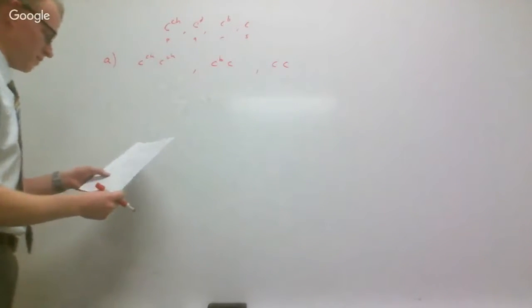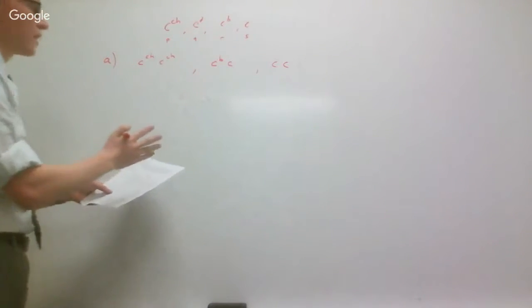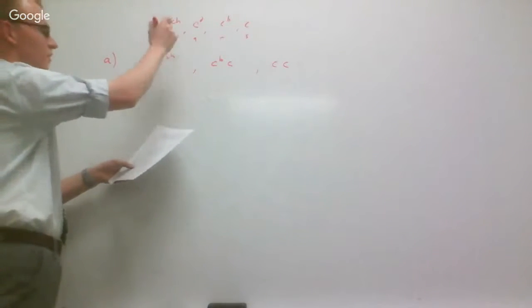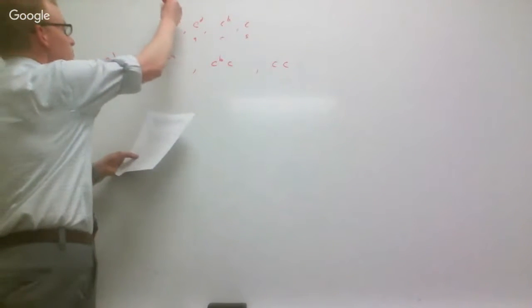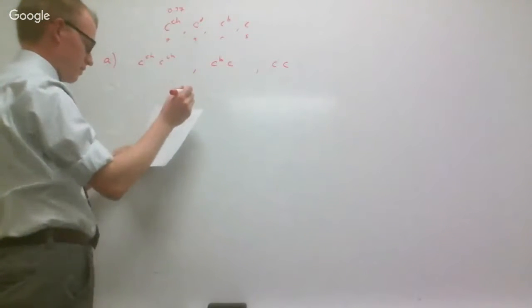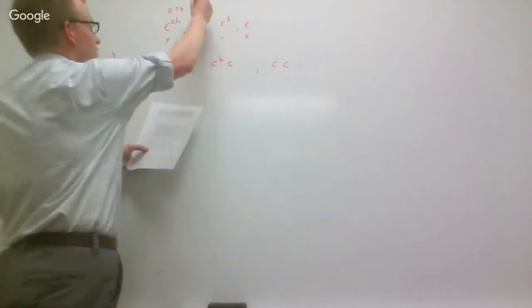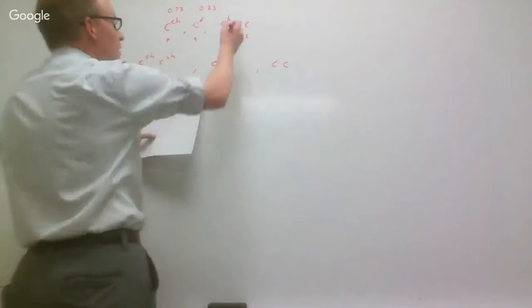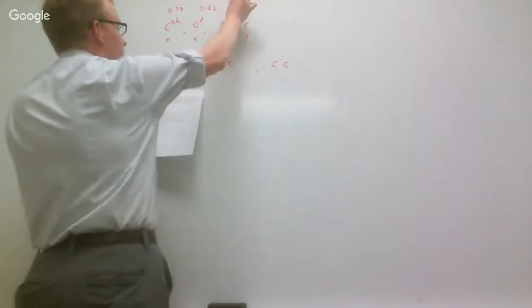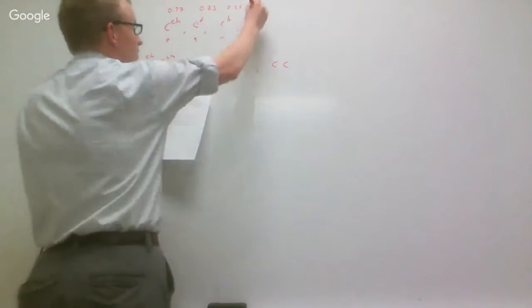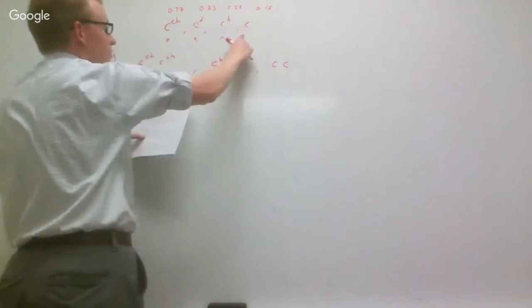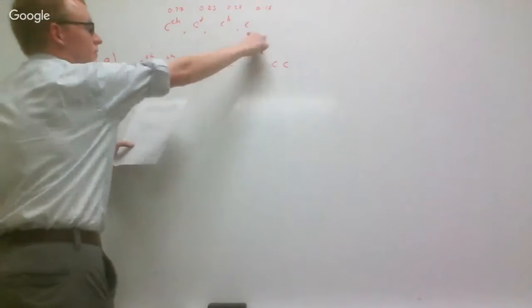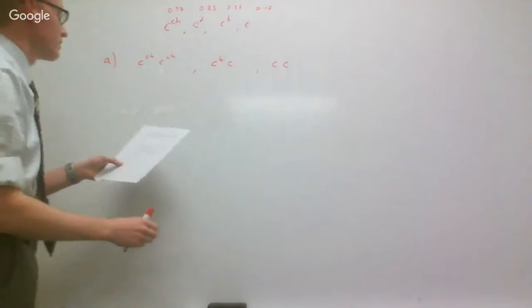Okay, so pretty simple. We've been given these allele frequencies. This is 0.37. The dark eyes was 0.23. The pale gray was 0.25, and the albino was 0.15. So let's just erase these so we don't get confused. Allele frequencies are listed up on top.